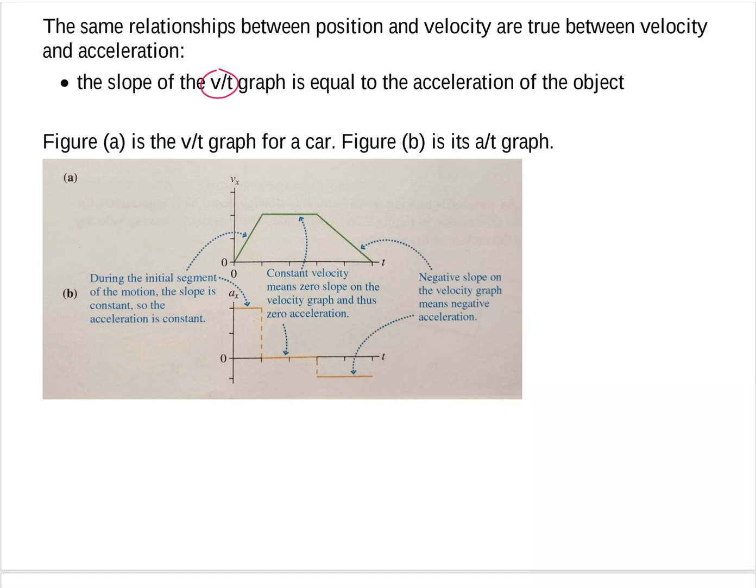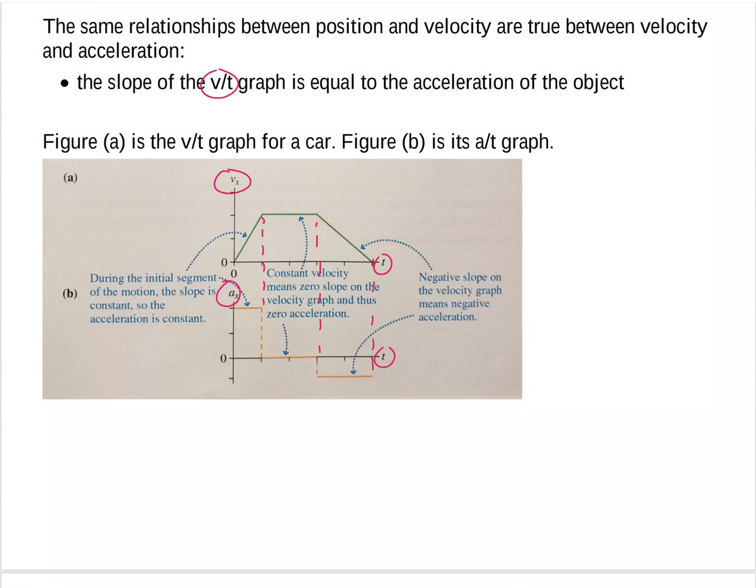So this figure here is the velocity versus time graph for a car, because I see velocity here and time here. Figure B is the acceleration versus time graph, because I see acceleration here and time here. And again, notice how these are stacked. The velocity versus time graph is on top, the acceleration versus time graph is on the bottom, so that key points line up.